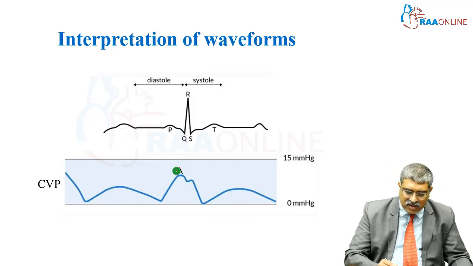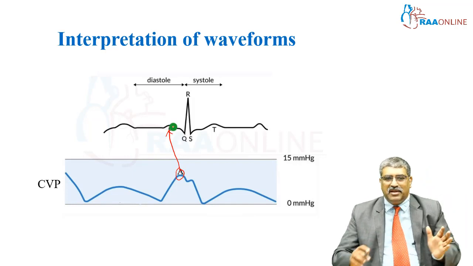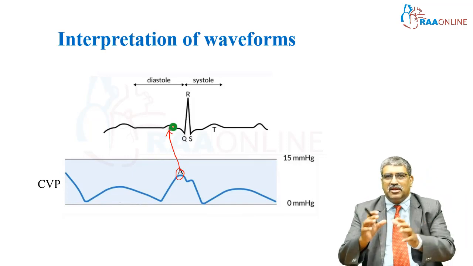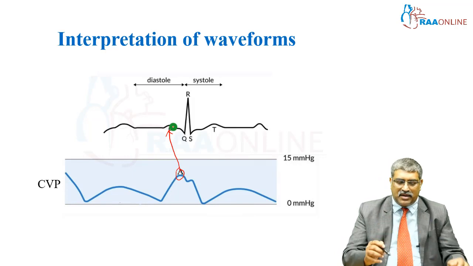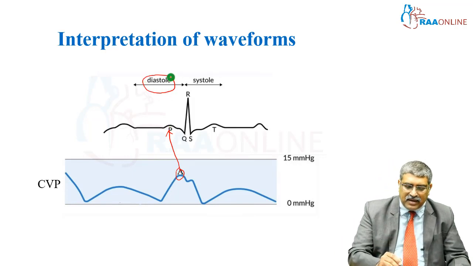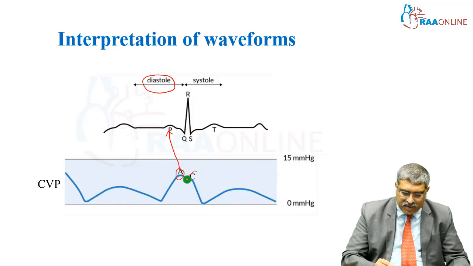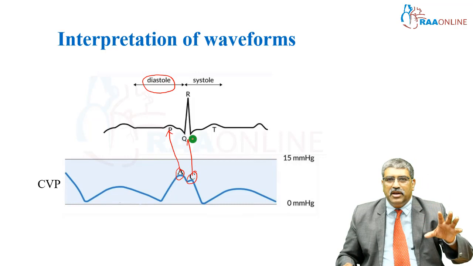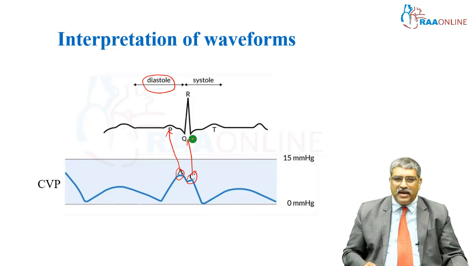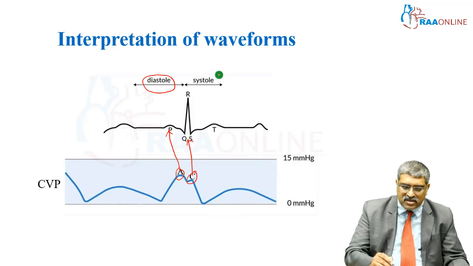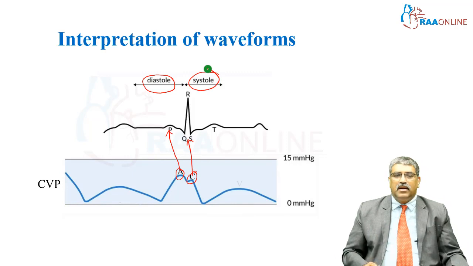A is atrial contraction, which correlates with the P wave. After the P wave, there is a slight delay, which shows in the CVP as an atrial contraction, and it is a diastolic event. Next comes the C wave, which happens with the ventricular contraction, that is after the QRS complex, and this is a systolic event.